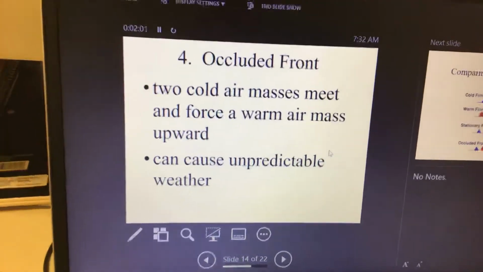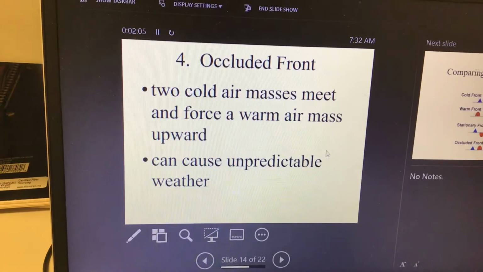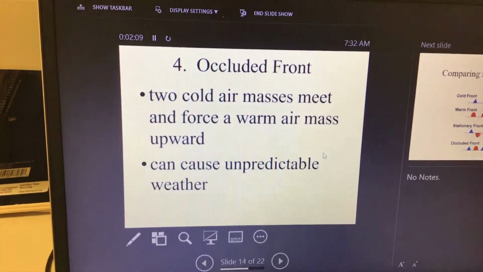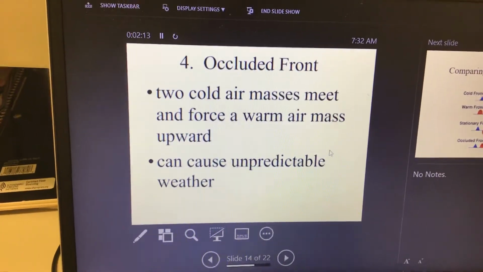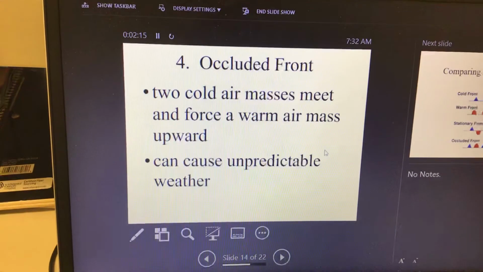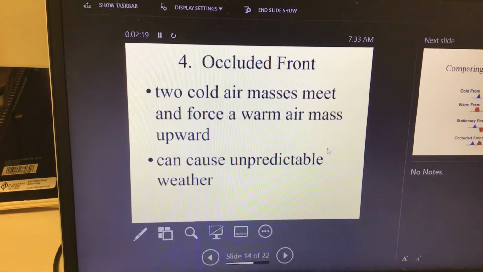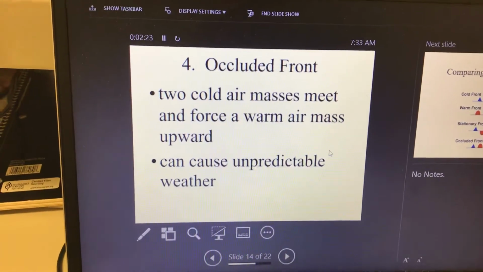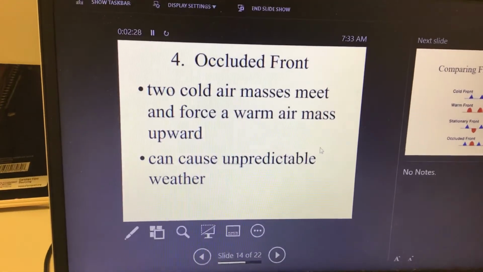And the last one, occluded. Two cold air masses meet and push warm air upward. And this can cause crazy thunderstorms, tornadoes, crazy stuff.